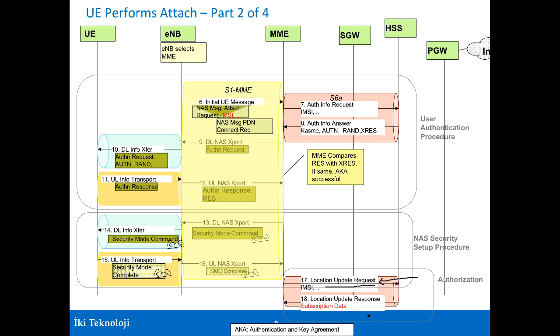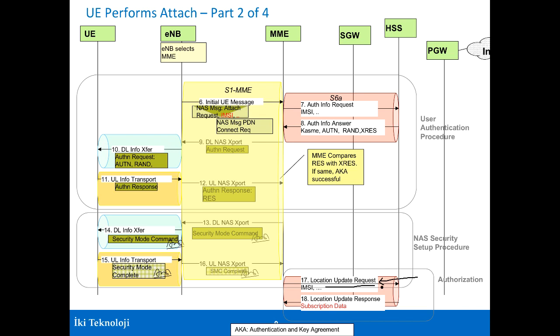So if I've paid 15 Turkish liras to my operator, I'm probably getting something like 1 gigabit in a month. And if you're paying 550 Turkish liras to your operator, you're probably getting 10 gigabits in a month. So that kind of information comes down in the subscription data.